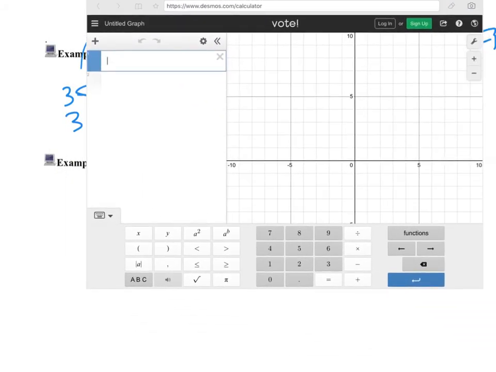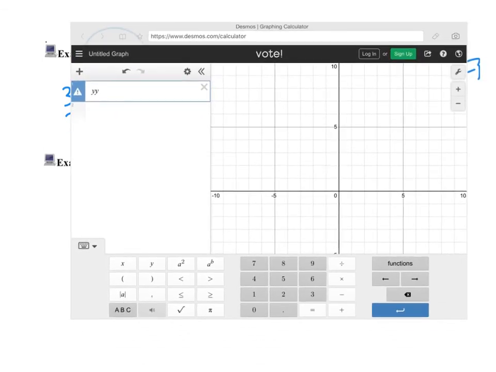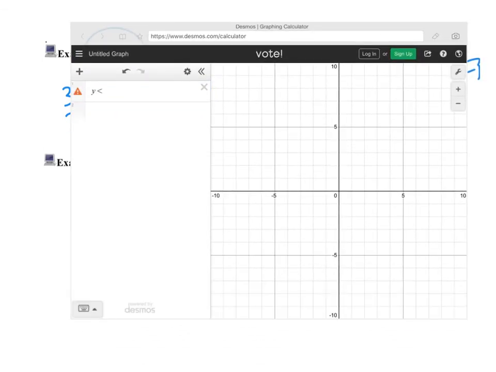To type that in, you just do y less than, don't do double y's, that's silly. Y is less than 2x minus 3. So notice that Desmos does put your dashed line, and it shades below that point on the y-axis and everything to that side.